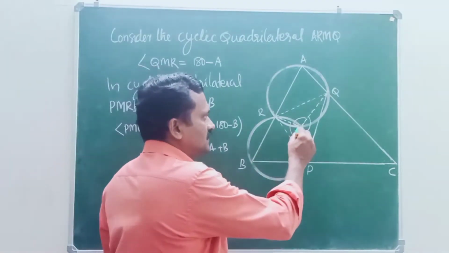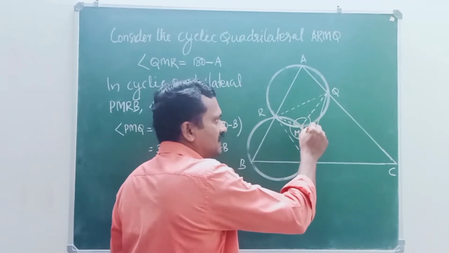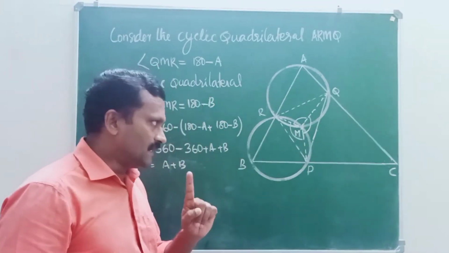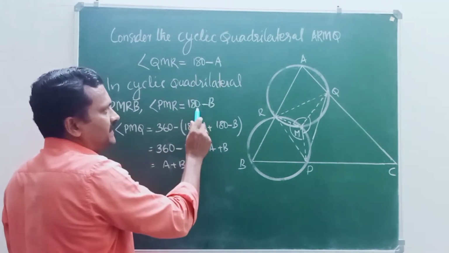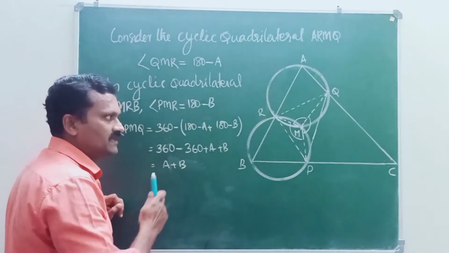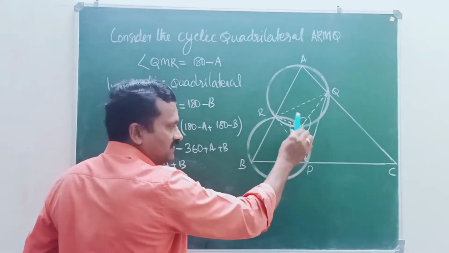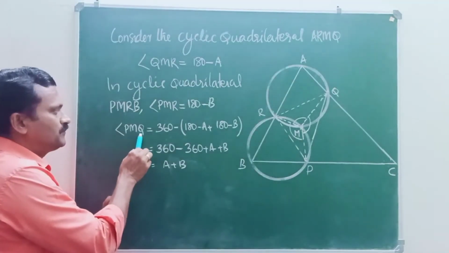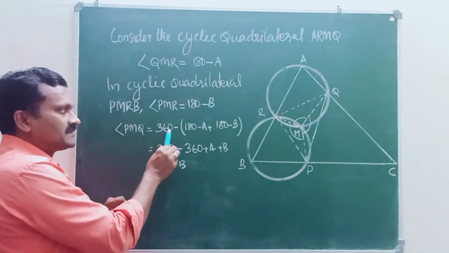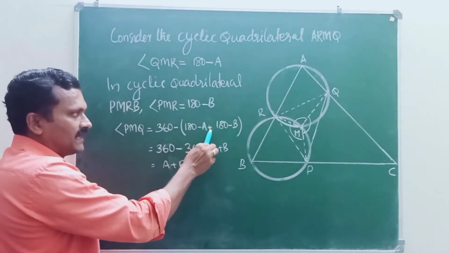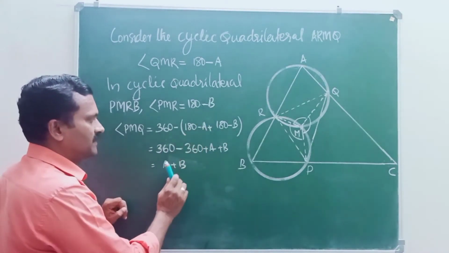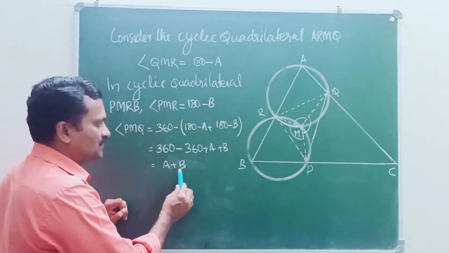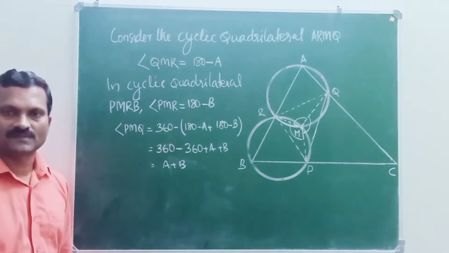In the figure, there are three angles around the point M. Among these, two of the angles are 180 minus A and 180 minus B. So the remaining, or third, angle, angle PMQ, is 360 minus (180 minus A plus 180 minus B). On simplifying, PMQ equals A plus B.